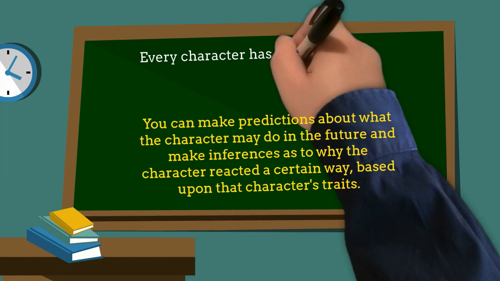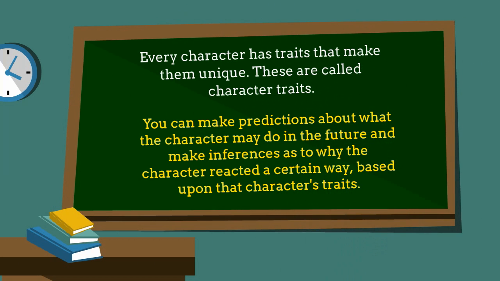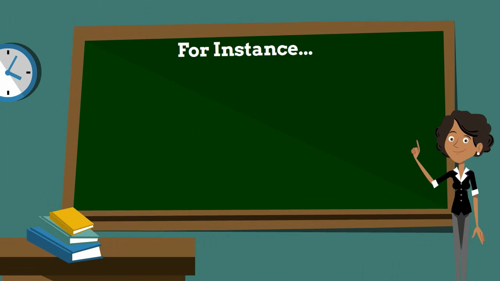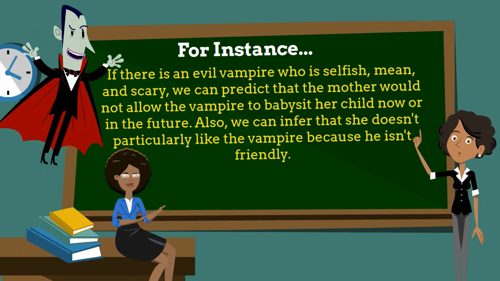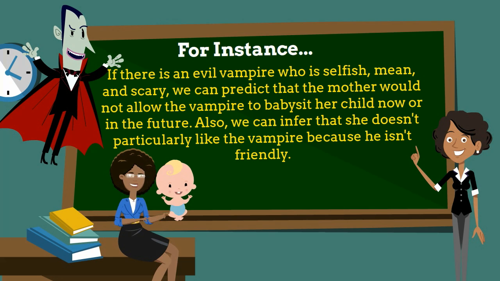Every character has traits that make them unique. We call those character traits. You can make predictions about what the character may do in the future and make inferences as to why the character reacted a certain way based upon that character's traits. For instance, if there's an evil vampire who is selfish, mean, and scary, we can predict that the mother would not allow the vampire to babysit her child, now or in the future. Also, we can infer that she doesn't particularly like the vampire because he isn't friendly.